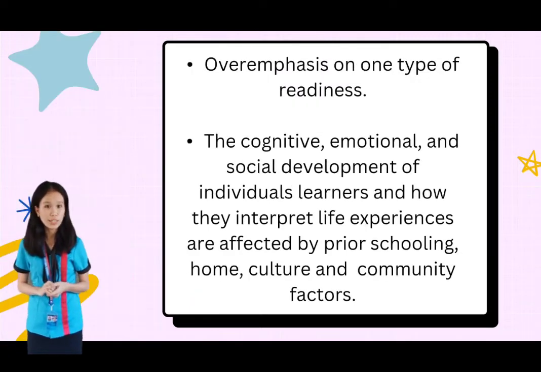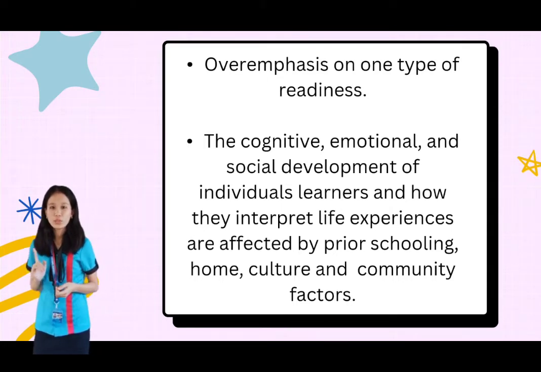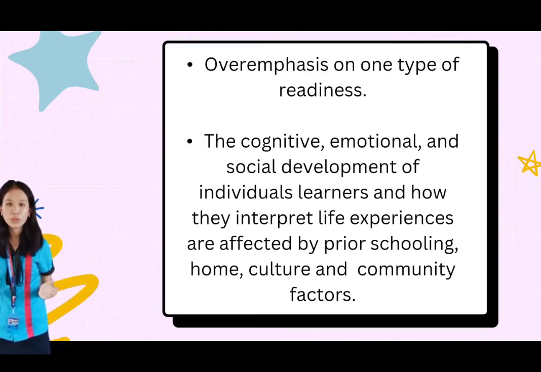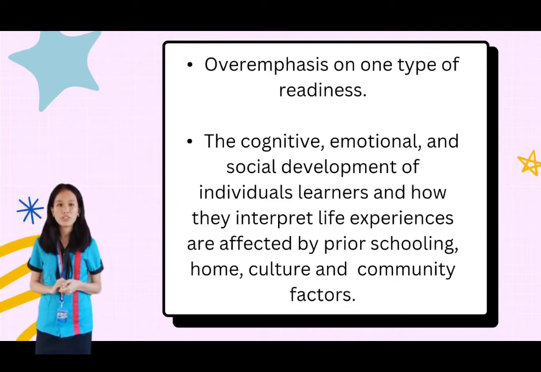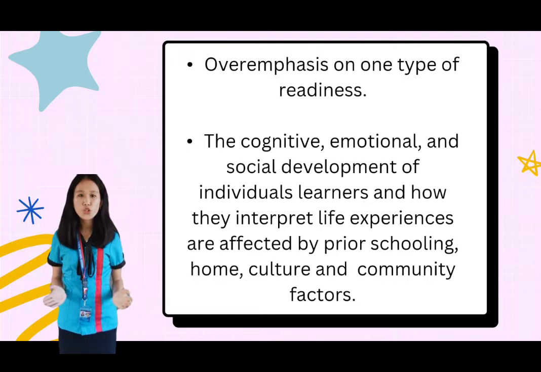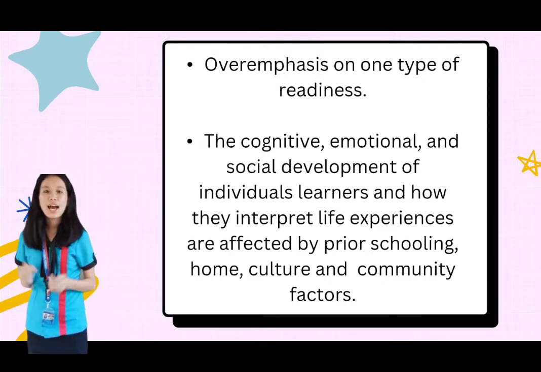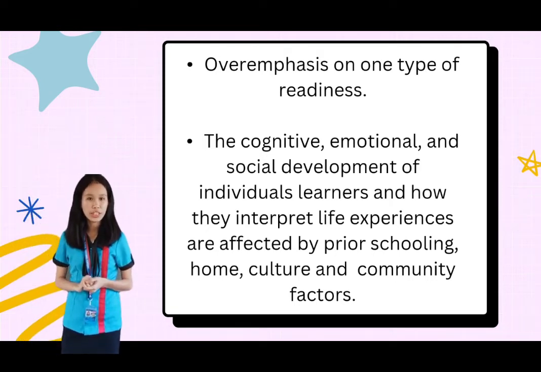And the third bullet is developmental readiness, such as reading and writing readiness, which may preclude learners from demonstrating that they are more capable in their areas of performance. The fourth bullet is the cognitive, emotional, and social development of individual learners. Here is an example scenario of how cognitive, emotional, and social development influences an individual's way of learning.